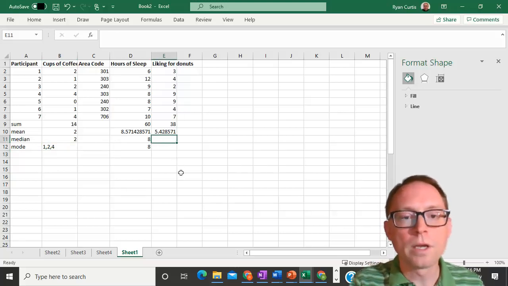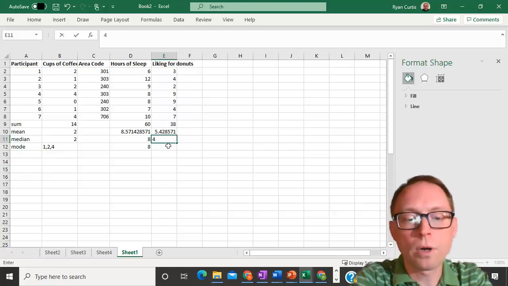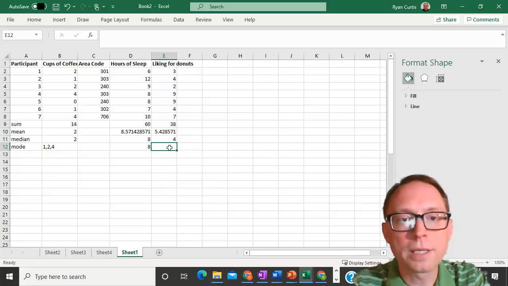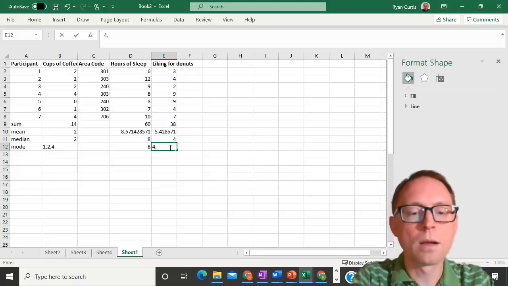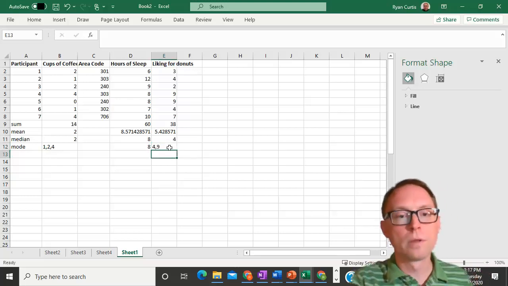Let's go ahead and go for liking for donuts. The median score for liking for donuts: the lowest is 2, then 3, then 4, then the middle is also 4. So 4 is the median. The mode, the most common answer in this case, is that I've got 2 4s and I've got 2 9s. So 4 and 9 are both the mode for liking for donuts.